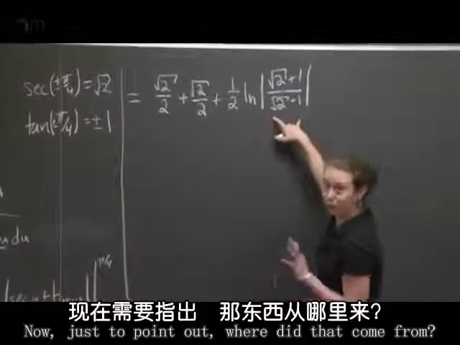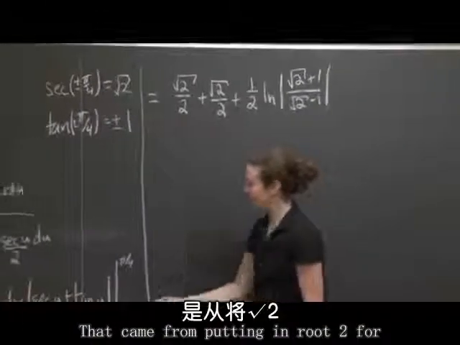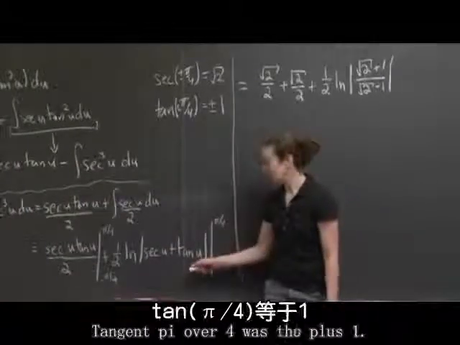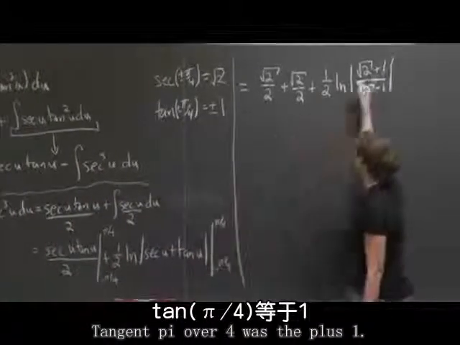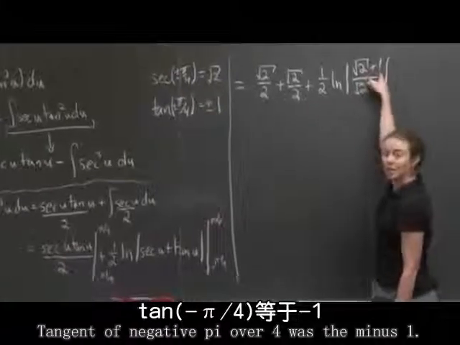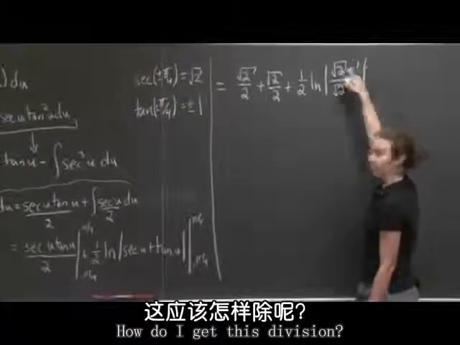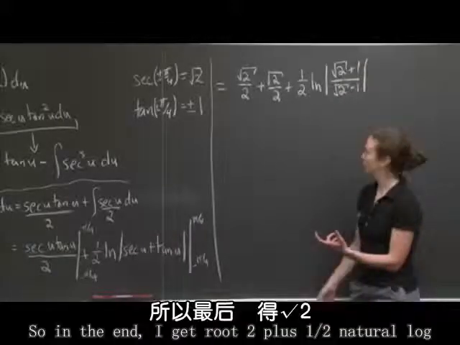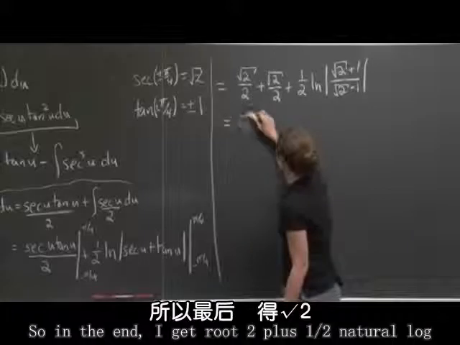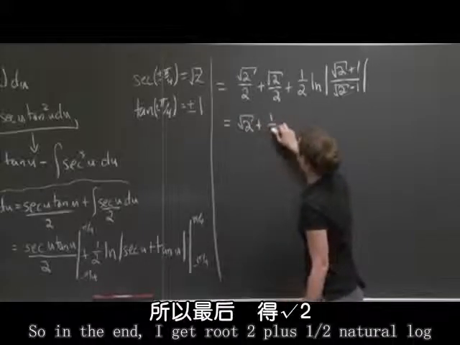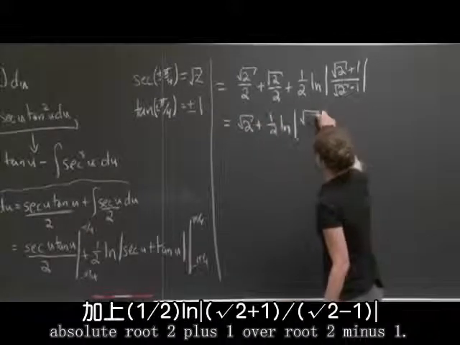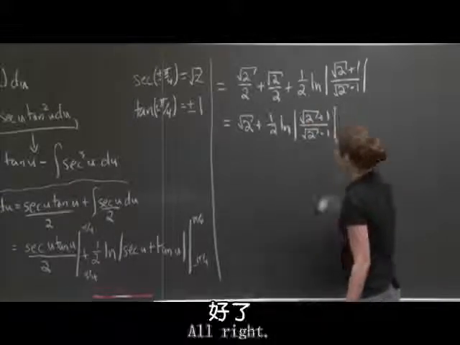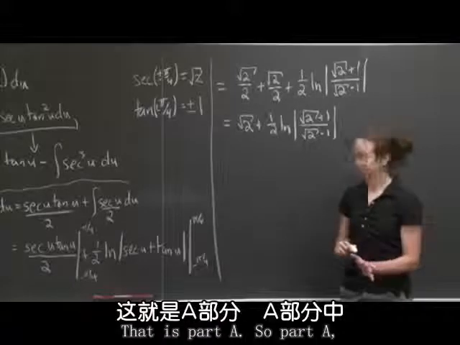Now, just to point out, where did that come from? That came from putting in root 2 for both of the pi over 4s and minus pi over 4. Tangent pi over 4 was the plus 1. Tangent of negative pi over 4 was the minus 1. How do I get this division? I had natural log of something minus natural log of something else. So in the end, I get root 2 plus a half natural log absolute root 2 plus 1 over root 2 minus 1. All right.